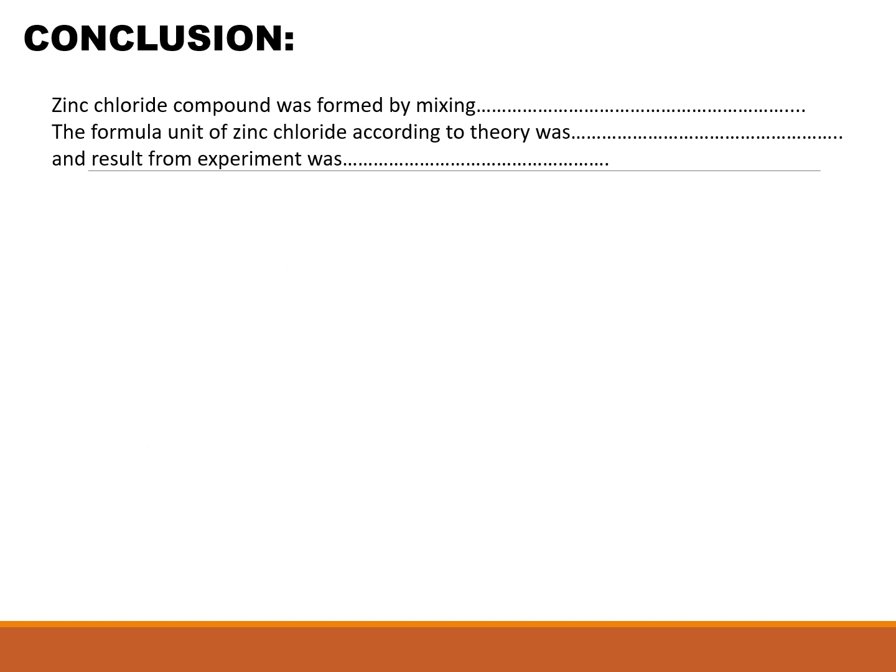The last part is the conclusion. Usually the conclusion is based on the objective. So objective number 1 is the synthesis of zinc chloride. So the first sentence, you must be able to write how the zinc chloride compound forms. The second one is the formula unit of zinc chloride. So you can answer the formula unit of zinc chloride according to theory was, and from the experiment was what. So you can do the comparison. So this is the conclusion for this lab report.